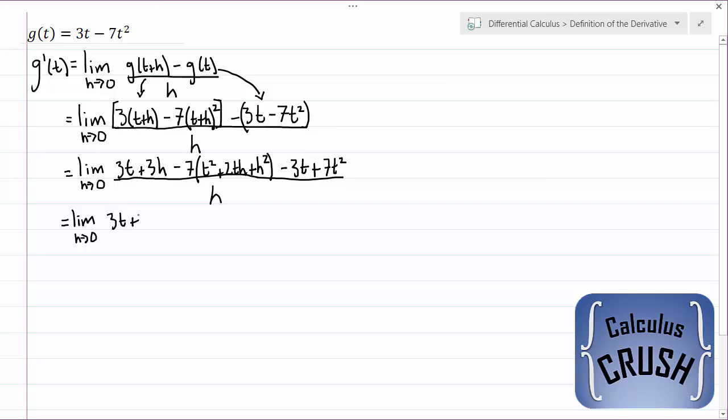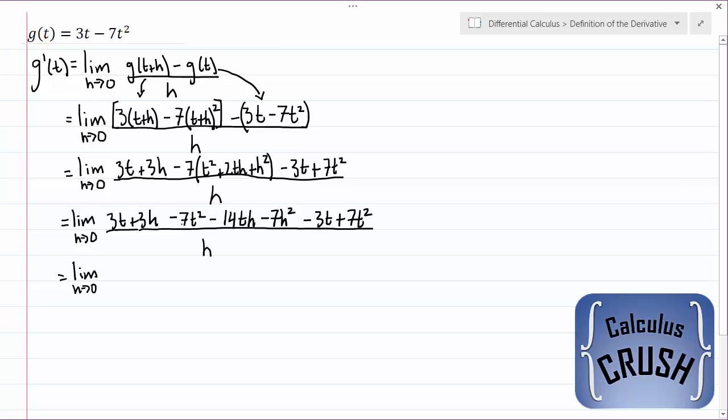Now let's continue expanding. We just have one more expansion to do. Well, not really an expansion, more of a distribution. We're just going to put this 7 in to these guys in brackets. So we got 7t squared minus 14th minus 7h squared. So just putting minus 7 in front of all these terms here. Then we have minus 3t plus 7t squared, all divided by h. We're getting close to the end here. The limit as h goes to 0.